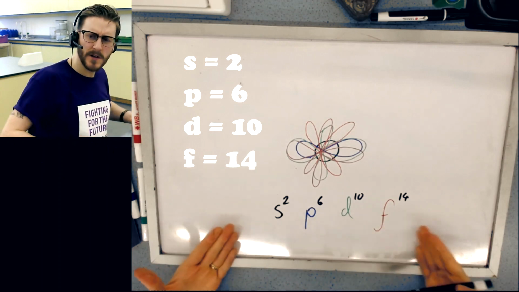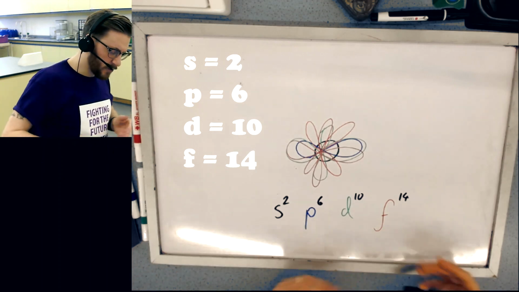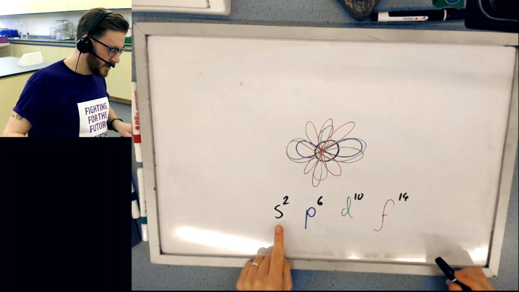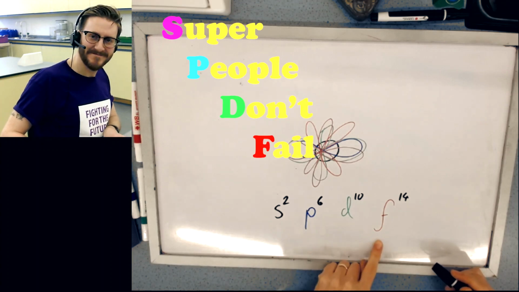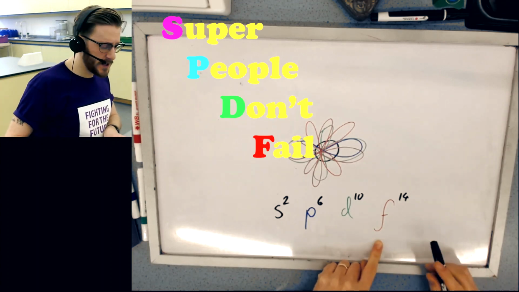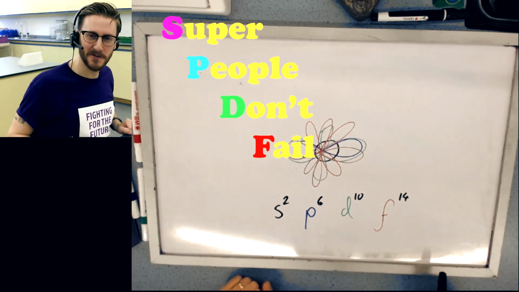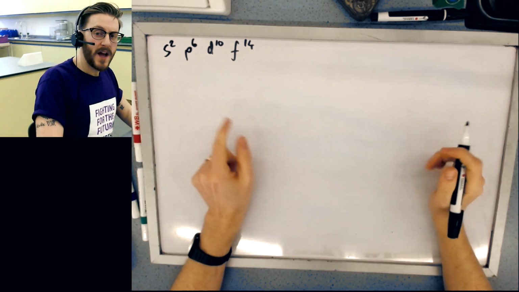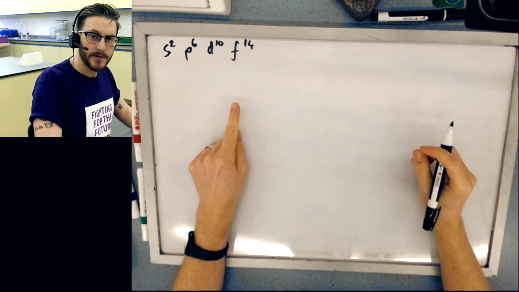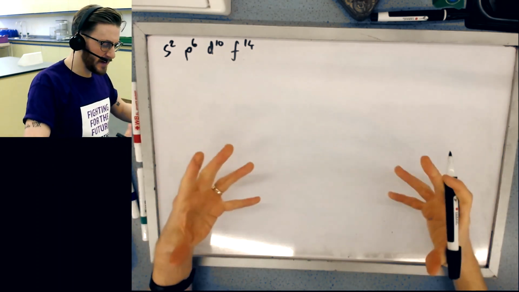A nice little mnemonic to help me remember my different orbital initials is I say that super people don't fail. If you want to be really cruel and nasty, you could say that stupid people do fail, but don't be nasty. Super people don't fail. So I have my s, p, d, and f orbitals, and they can hold a different number of electrons.